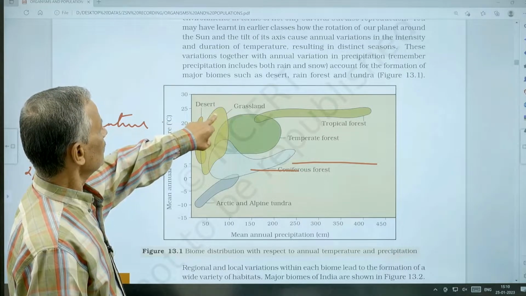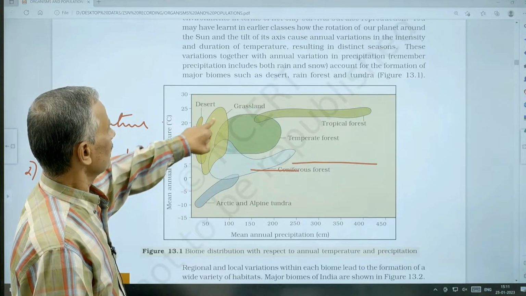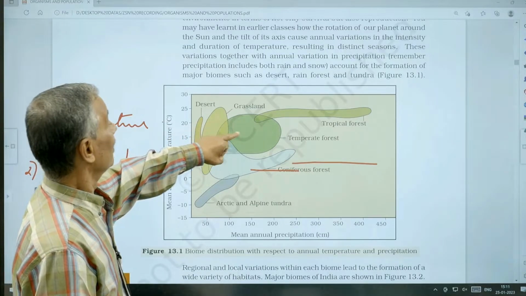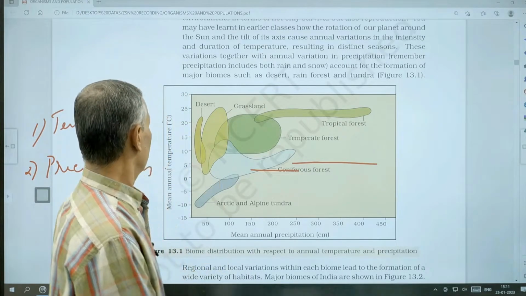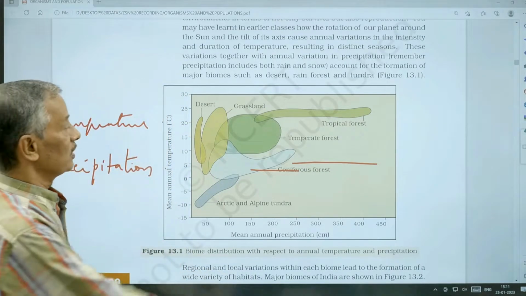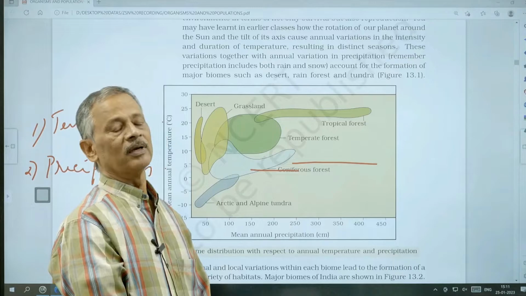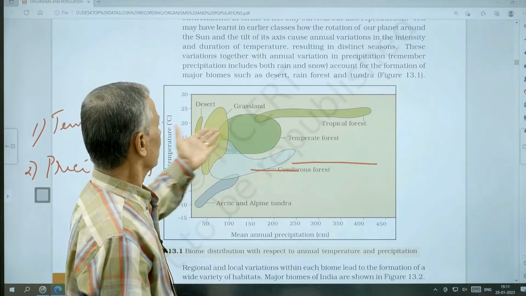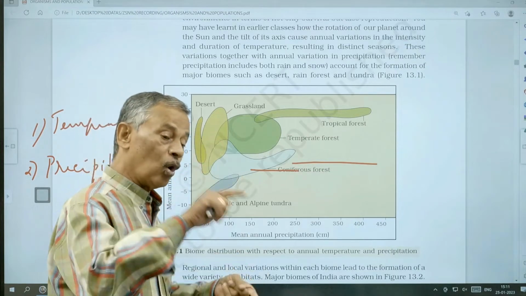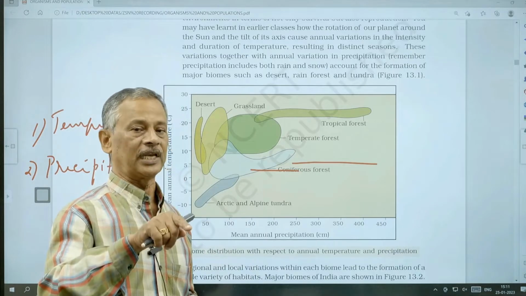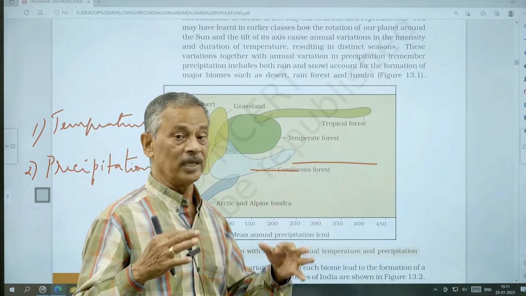Actually, a desert is cooler. The average temperature is cooler than that of a grassland. Tropical rainforests have a higher temperature than the desert. But what is the difference? Here you have plenty of water in the form of precipitation, rainfall. Here in the desert, the water availability is very less. So both water, that is precipitation, and temperature are important in determining a biome.